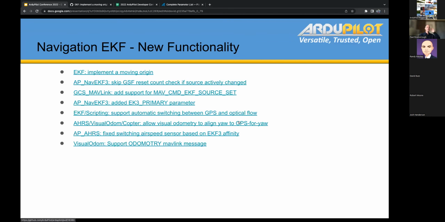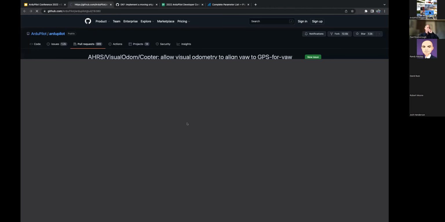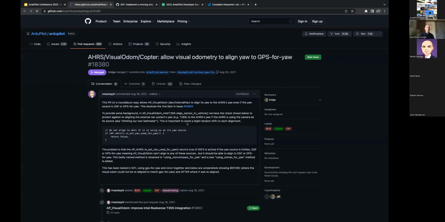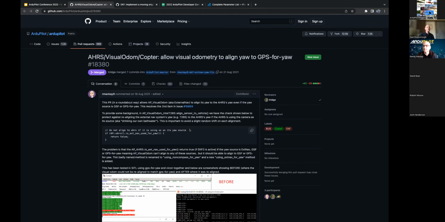Okay, we've got some improved support for visual odometry to be able to align the yaw to the GPS, using the movement of the vehicle and the GPS. I don't remember the background behind this pull request, so maybe Randy can tell us what prompted this change.